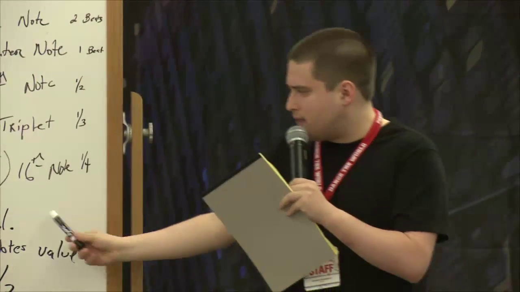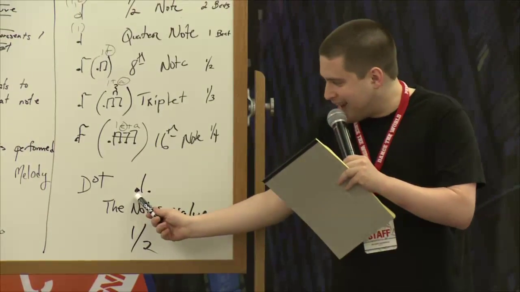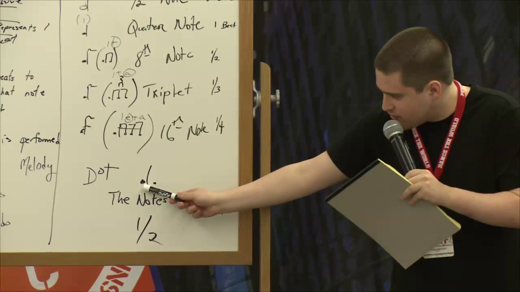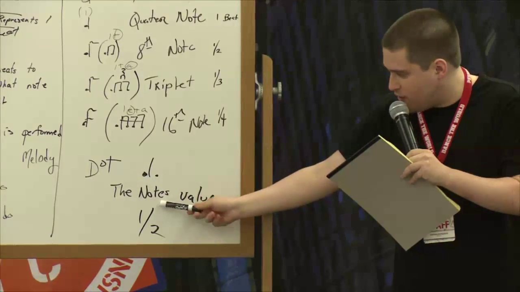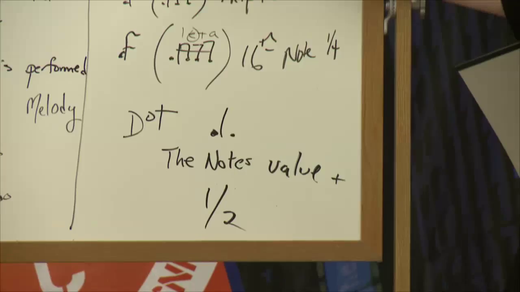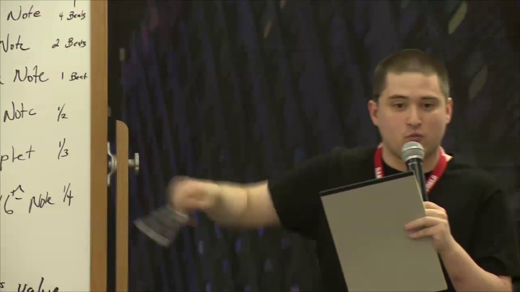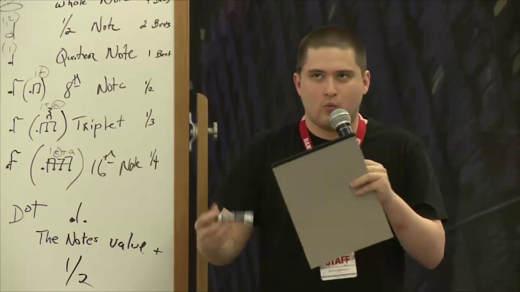And now we all know dotted notes. A dotted note would be when we get into our syncopation. A dotted note is worth the note's value plus half. So a quarter note is worth 1 beat, plus half of that value, which would make it worth 1.5 beats. All right, so it would hold out.